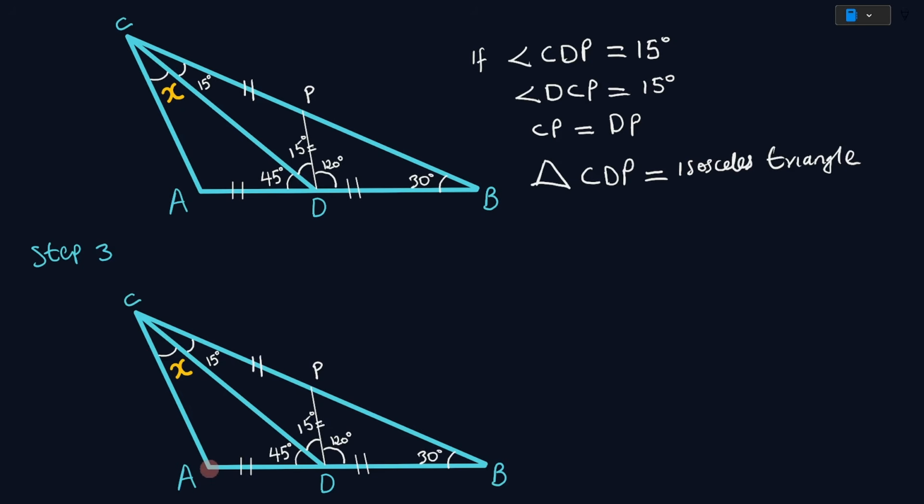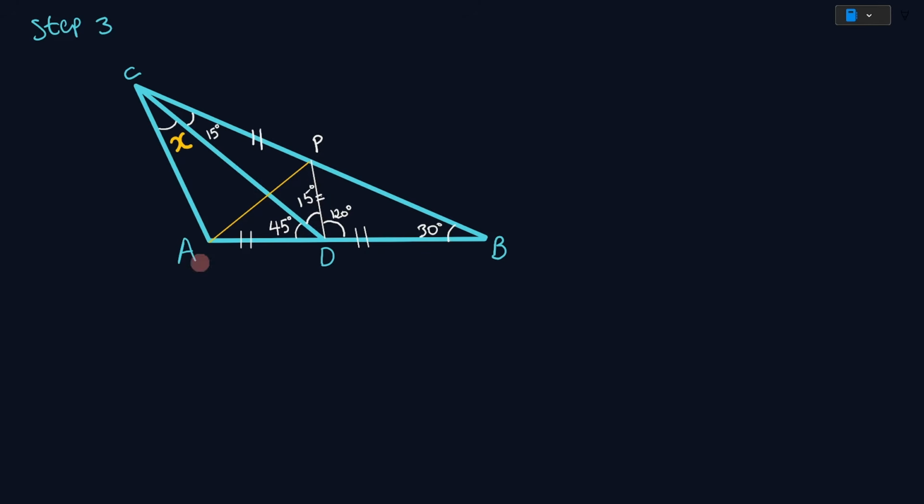Next step that we need to take, which is step 3, is to connect point A and point P together. So we have a straight line that will run from point A to point P. Now we have a new triangle, APD. We can see that angle ADP is equal to 45 degrees plus 15 degrees. If we add these two angles together, we'll get the whole of this angle, which is ADP. That is 45 degrees plus 15 degrees. This will give us 60 degrees.